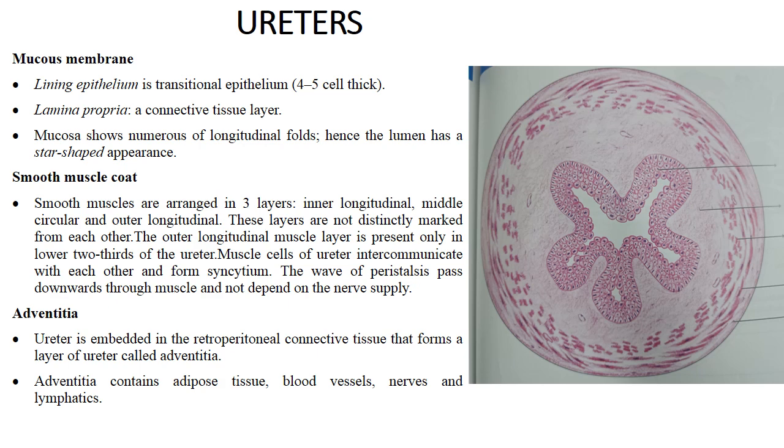Then the second layer is the smooth muscle coat. So the smooth muscles are arranged in three layers. Inner is the longitudinal, middle is circular, and again outer is longitudinal layer. These layers are not distinctly marked from each other. The outer longitudinal layer is present only in the lower one-third of the ureter.